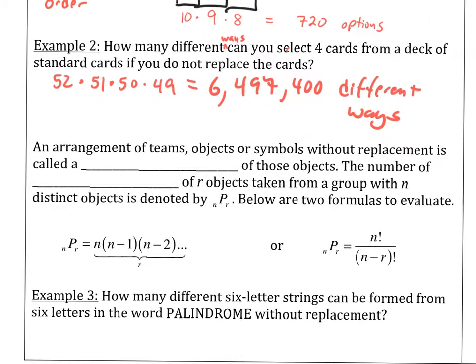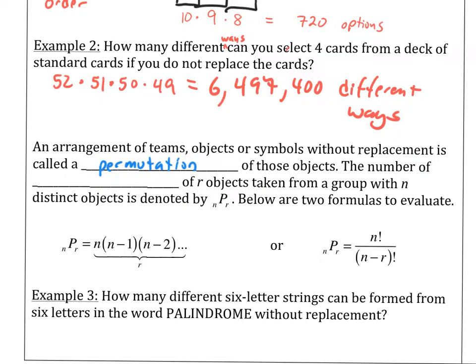So this next part here: an arrangement of teams or objects or symbols, whatever we're talking about, cards or cats or books, and we don't replace them. It is called a permutation of those objects. So a permutation lock tells you about the numbers being permutated. The permutation of books, the permutation of cards when you select 4.